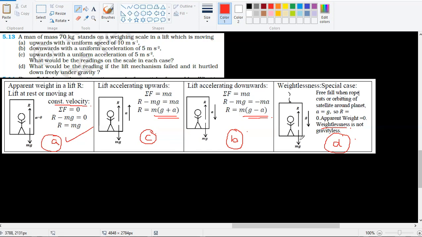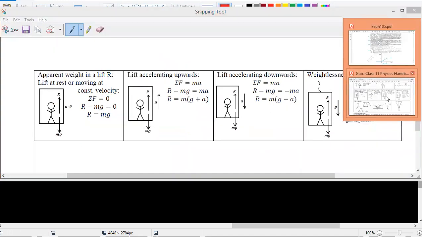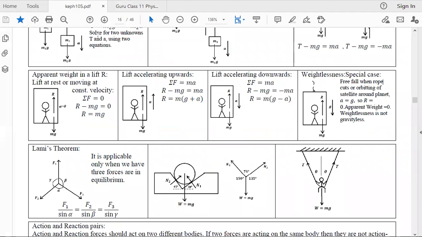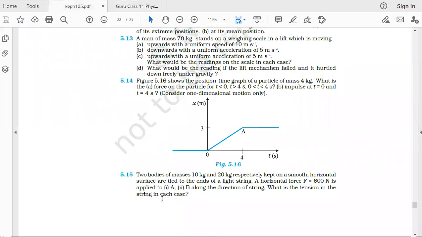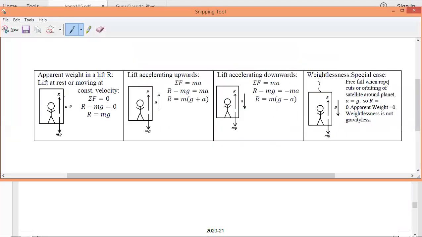Okay, so A, B, C, D, you can do all four parts. 14, anybody tried this? 14?